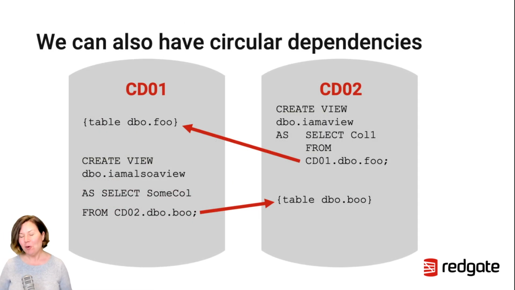But of course, in the real world, this can get tricky because I could put circular dependencies in place. I could have database CDO1 that is dependent upon objects in CDO2, and database CDO2 that's dependent on objects in CDO1. So if I thought, okay, in order to build database CDO2, I'm going to build database CDO1 first, well, if I have a circular dependency, I can't just build CDO1 first, right?